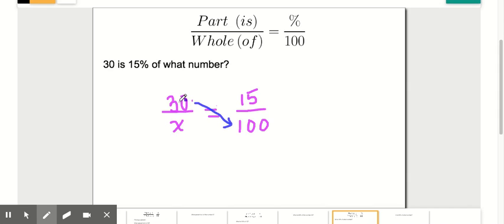All right, so 30 times 100 is going to give me 3,000. Then I'm going to go up, crossing that bar, so I'm going to divide by 15. 3,000 divided by 15. It's probably going to be a calculator long division to save us from the long division. So 3,000 divided by 15 gives me 200. So my X equals 200.